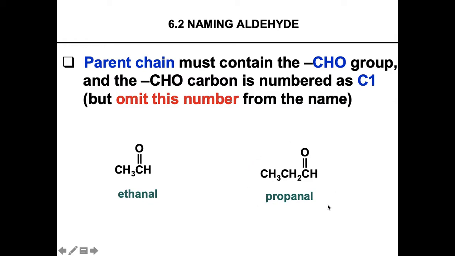Let's look at the example for propanal. For this propanal, this carbon will be carbon number 1. If you change the position of this oxygen to this carbon, this will be carbon number 1. The oxygen cannot be on the second carbon because it will be a ketone, not an aldehyde anymore. So the number doesn't change, and you don't have to put number 1 in front of the propanal. So it's just propanal.